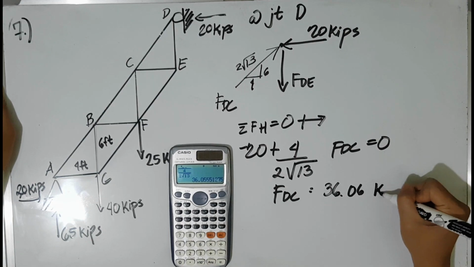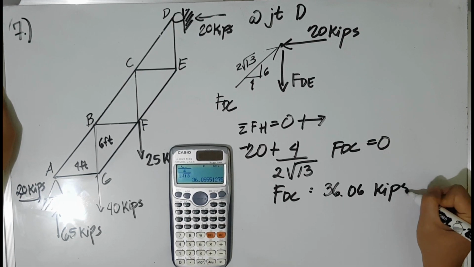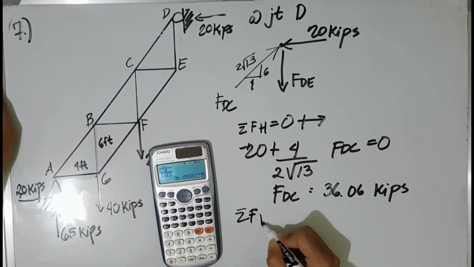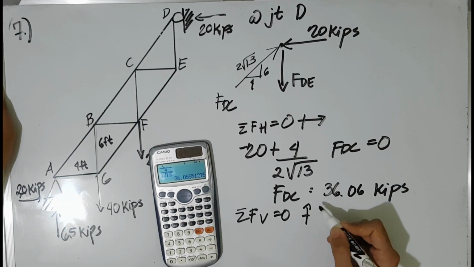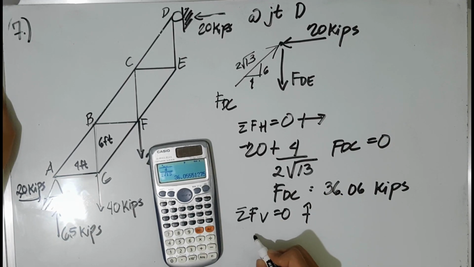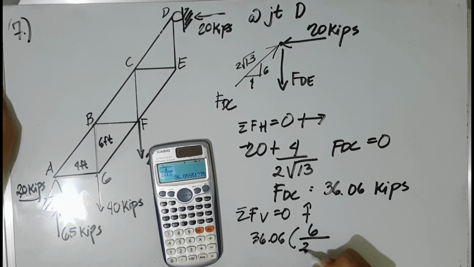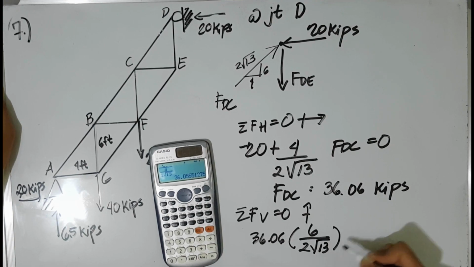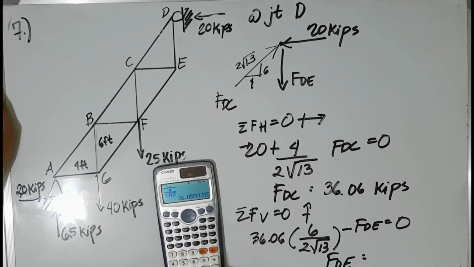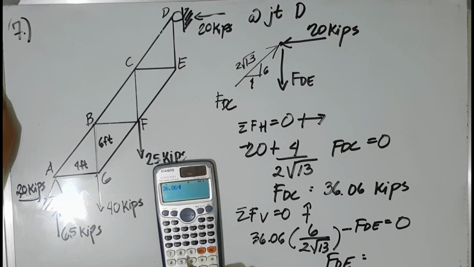And then taking the summation of forces vertical is equal to 0, upward positive. So 36.06 times 6 divided by 2 square root of 13 minus force DE is equal to 0. Therefore, force DE is equal to 30 kilopounds.